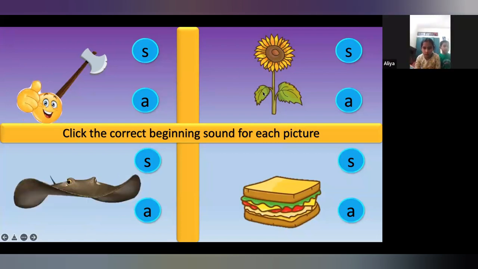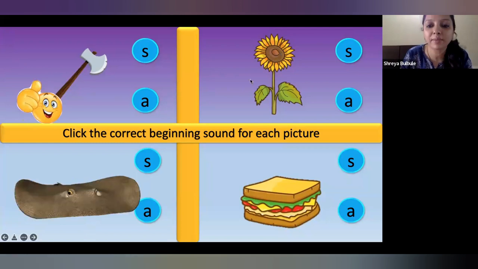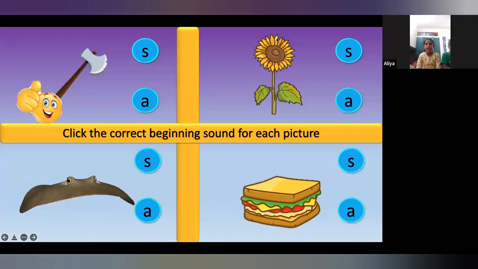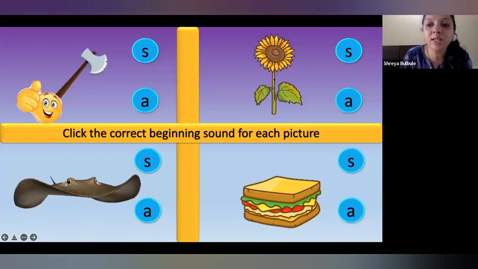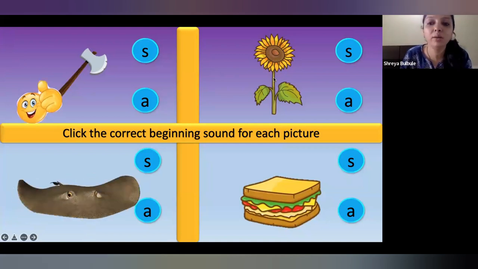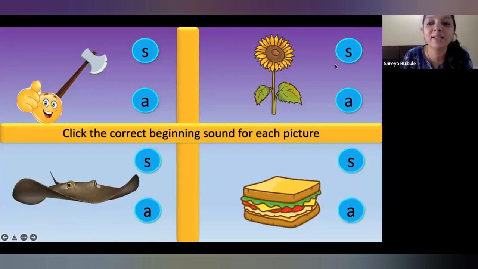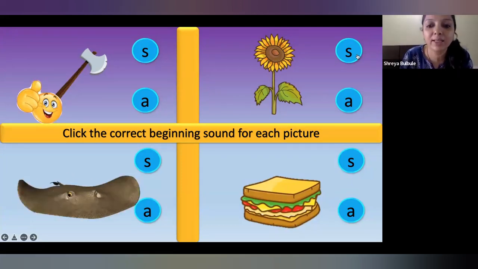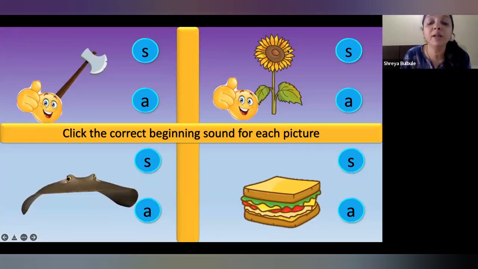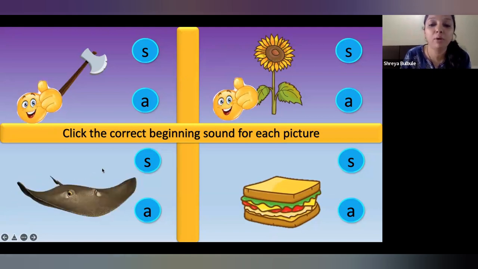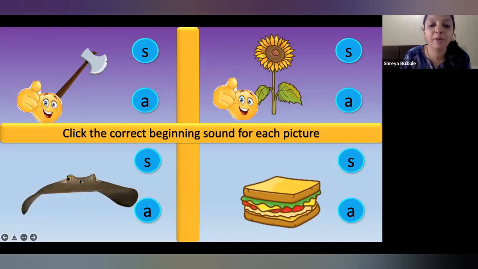What picture is this on the right side? Sunflower. What sound does the word sunflower start with? So what will I select here? The S letter. Okay. Show me the flashcard for your answer. Come on, show me the flashcard that you made for your answer.